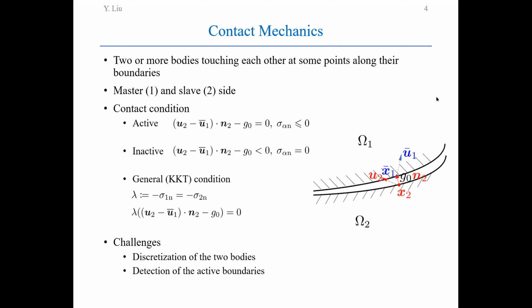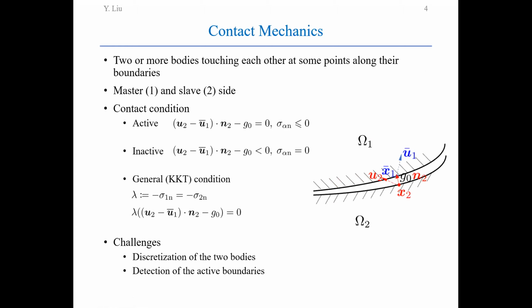This pair of points is said to be active if the contact happens here, and their displacement must satisfy the first equation, meaning that there's no gap left, and there can be a negative contact traction at both sides of the contact surface. If contact doesn't happen here, this pair of contact points is inactive. There should be a gap left, but the contact tractions on both sides are zero.